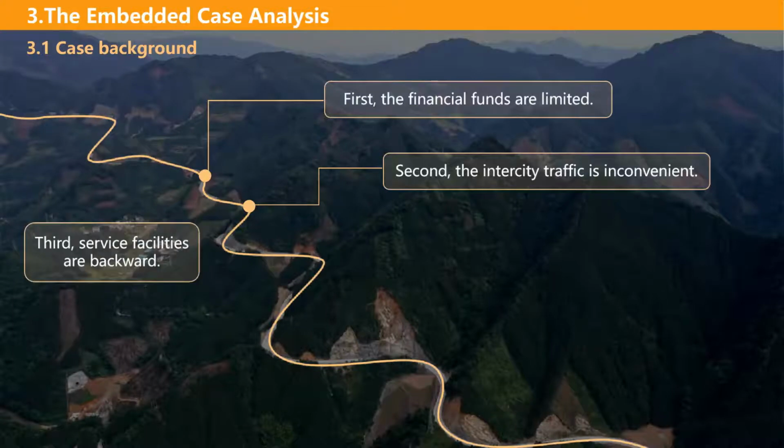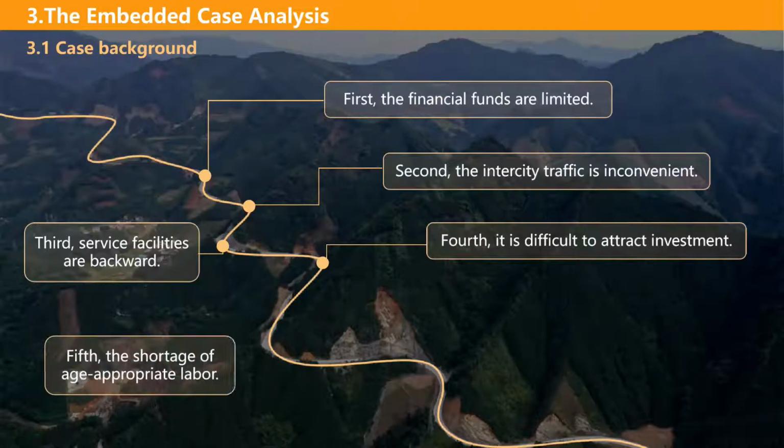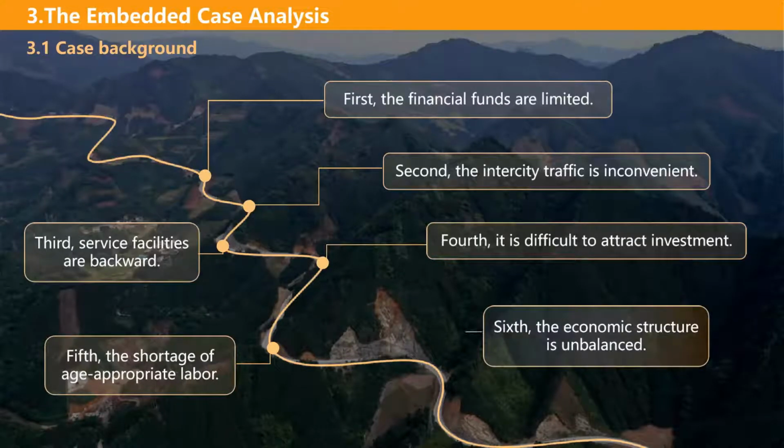Third, service facilities are backward. Affected by frequent natural disasters and other factors, the county's public infrastructure construction is less. The problem of poor matching is prominent. Fourth, it is difficult to attract investments. Ganluo County is a county with large agricultural resources. It lacks the pillar industries for farmers to increase their income and become rich. Fifth, the shortage of age-appropriate labor. A large number of young and middle-aged workers are flowing out to cities. Sixth, the economic structure is unbalanced. The natural geographic conditions are congenitally deficient.